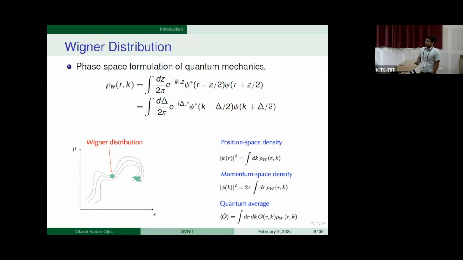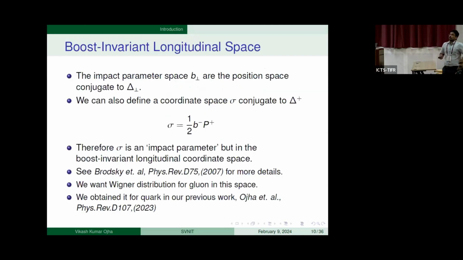Now the significance of this Wigner distribution is that from the Wigner distribution you can get your probability density in momentum space as well as in position space. Plus you can also define various observables just as an average of your operator or the observable weighted over this Wigner distribution. Okay, so this is the basics of quantum mechanics. Now let us move to this boost invariant longitudinal space.